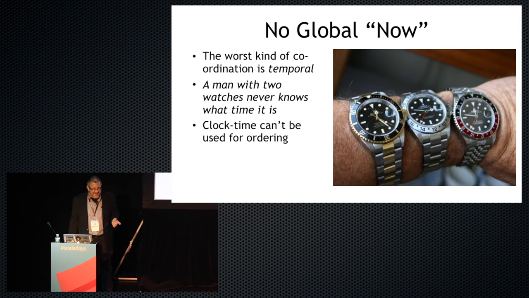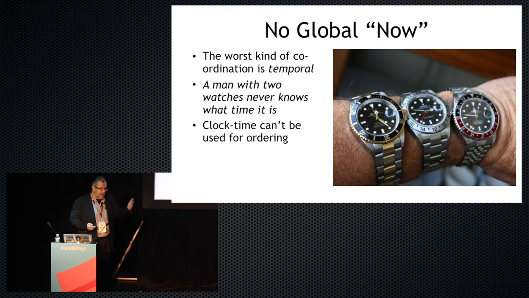I think Wade's going to talk about that at one point. And so the worst kind of coordination you can have in a system is temporal. I love this quote, the man with two watches never knows what time it is. Time is an approximation. Clock time specifically cannot be used for ordering. So one, ordering is bad. Clock time to do it is even worse. And we see the two of them combined often.